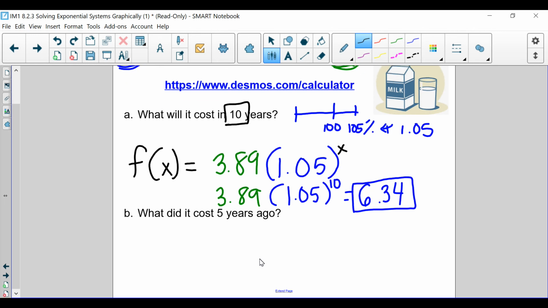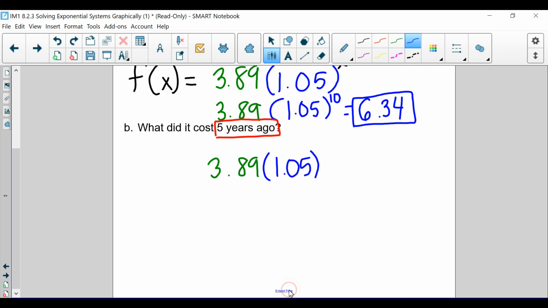Now, next one is, what about if you were trying to find out 5 years ago? Meaning, 5 years ago, what was the price? Okay, so that means we're going to need to do a little bit of calculation here. We're using the same formula, 389, okay, and then here is 1.05. Okay, so let's look at that in terms of like a number line. Yeah, 5 years ago.